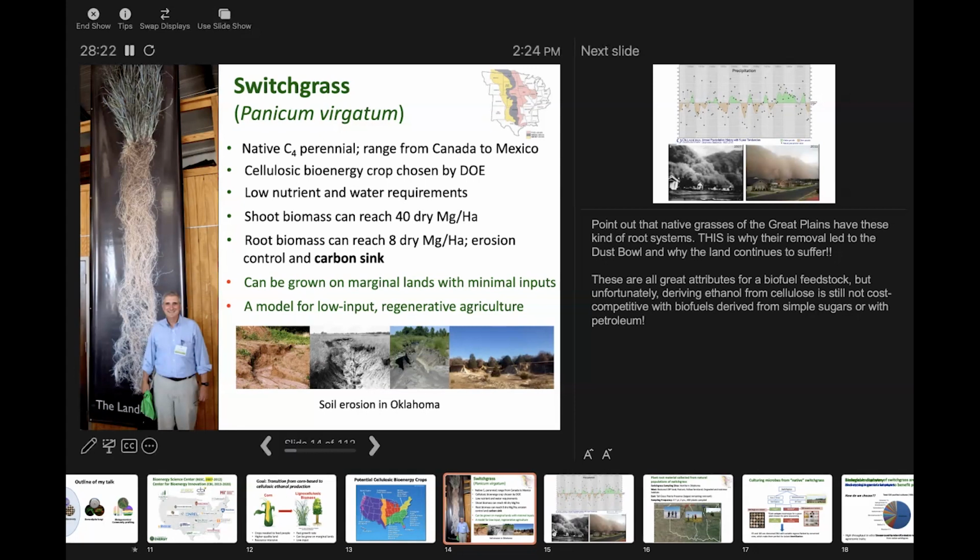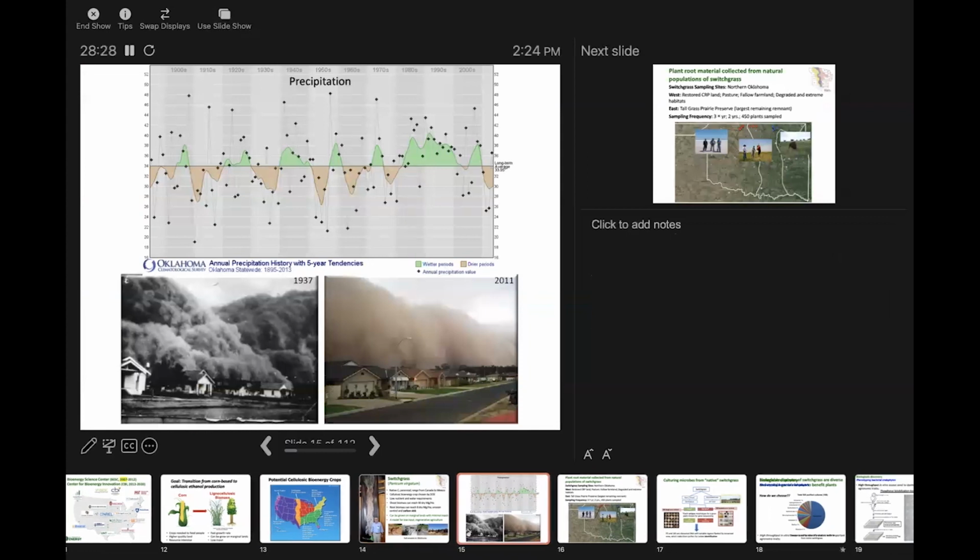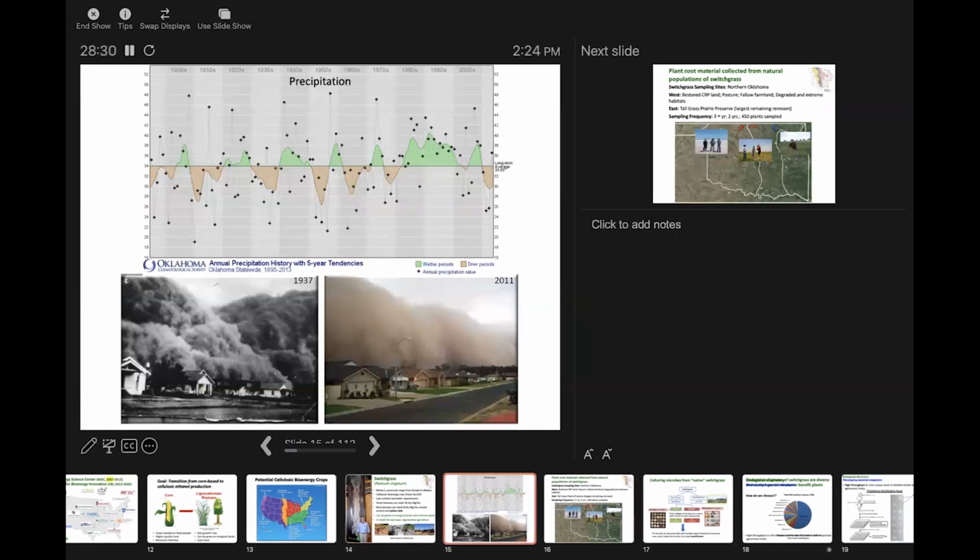Okay. Why? Because we have erosion. This one's just around the corner from my house. Tons. You know, we had the Dust Bowl, for God's sakes. All of the topsoil is gone, right? This is in 1937. This is in 2011. Okay. This is the water table, precipitation levels.